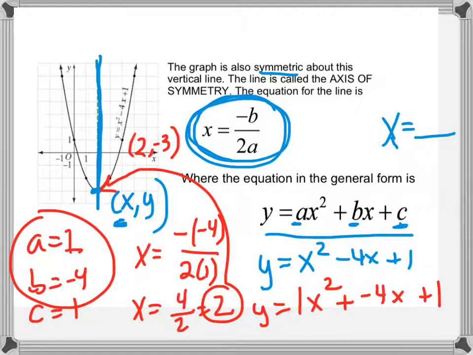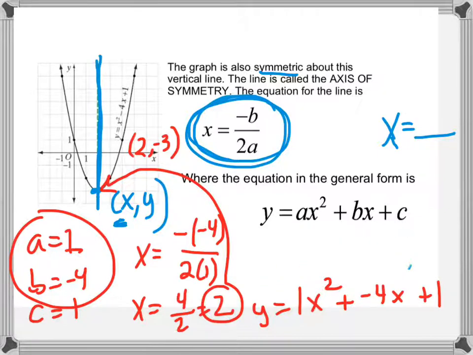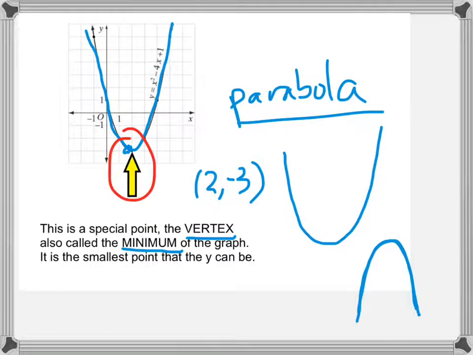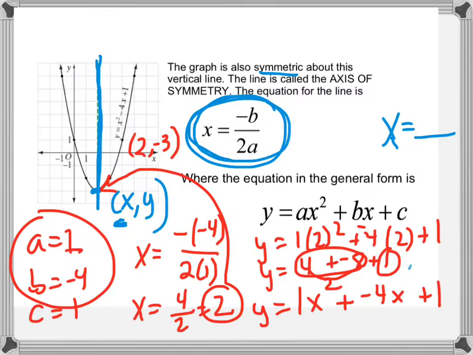Okay, now in order to get the y coordinate of -3, I'd have to put the x coordinate back into the equation. So I'd have y is equal to 1 times 2 squared plus -4 times 2 plus 1. I'm just putting 2 back in. And if I did this, I'd have 4 plus -8 plus 1. That would be -4 plus 1, which is -3. And so that verifies what we found here, which is that the coordinates were (2, -3).